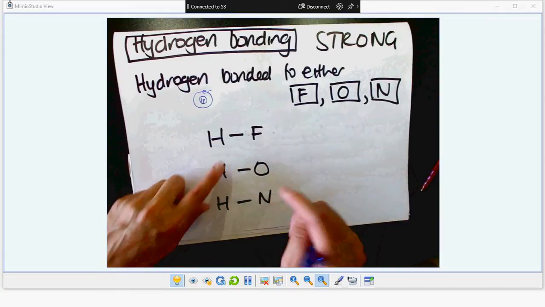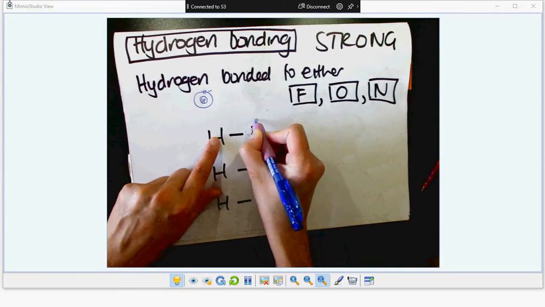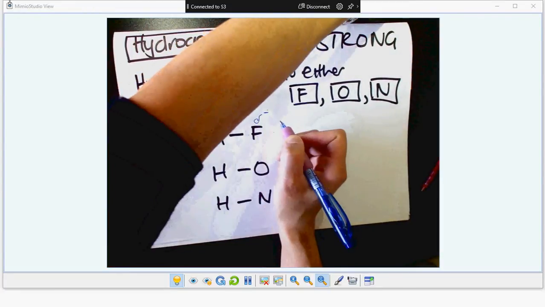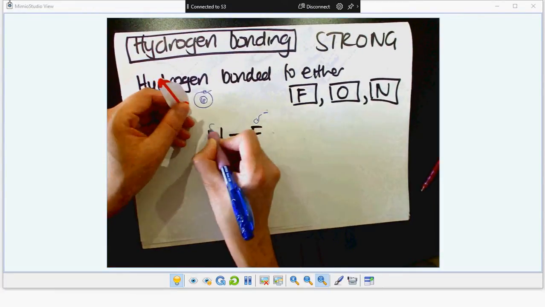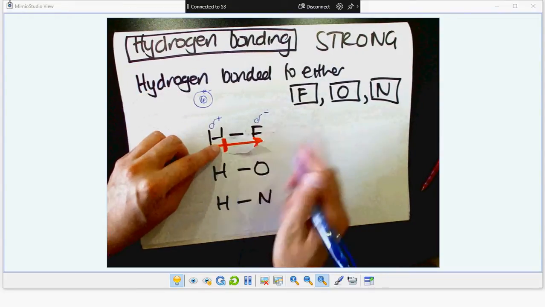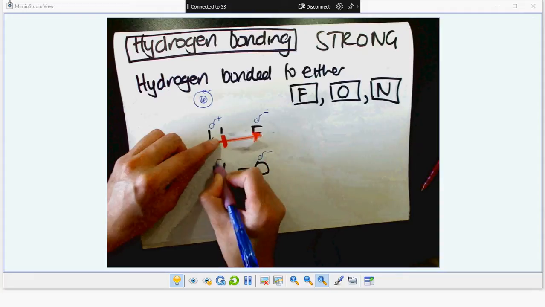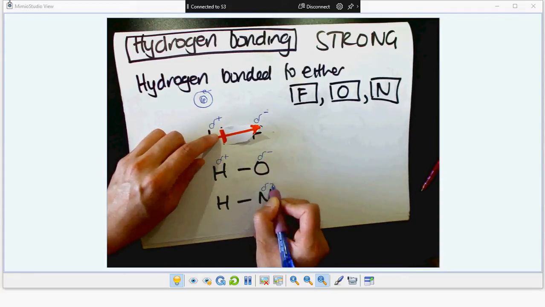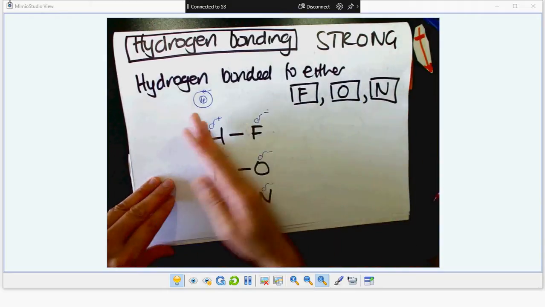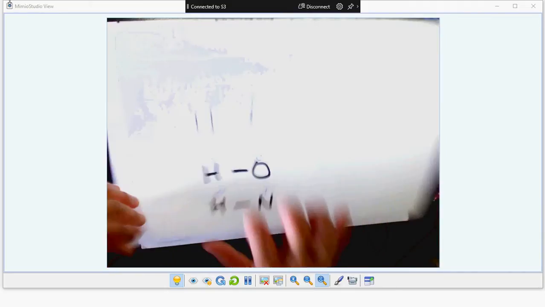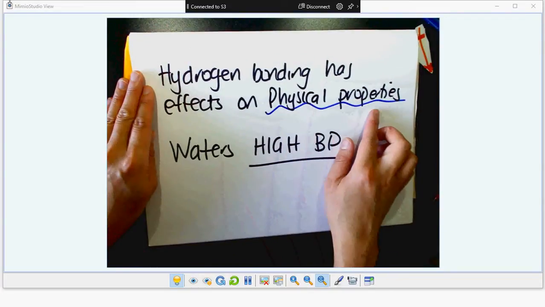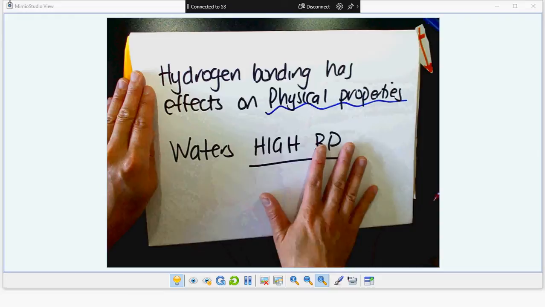And this here is a type of hydrogen bonding. It's very, very strong. So oxygen and fluorine in this bond have more of the electrons, and hydrogen ends up with a slightly positive charge. So there's a dipole here, and same with oxygen, and here's hydrogen, and here's nitrogen, and here's hydrogen, okay? So there's an uneven sharing of the electrons. Hydrogen bonding has effects on physical properties, and this accounts for water's high boiling point.